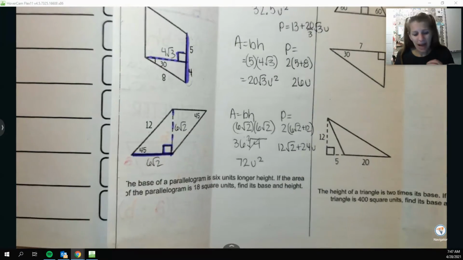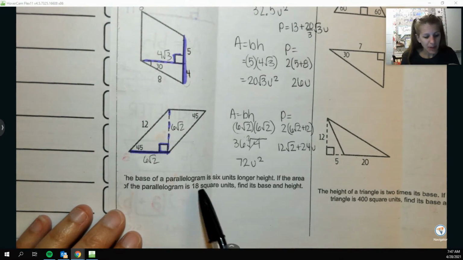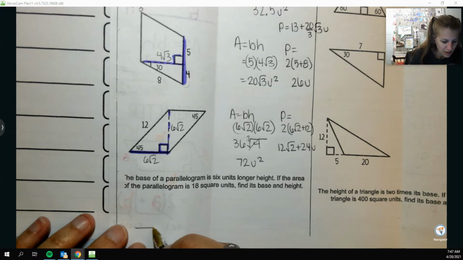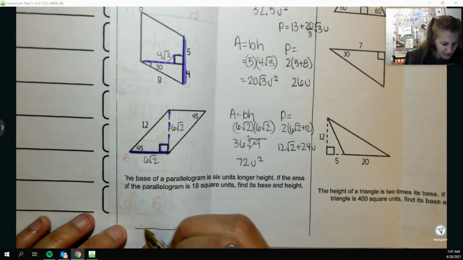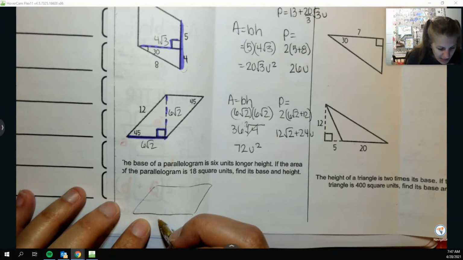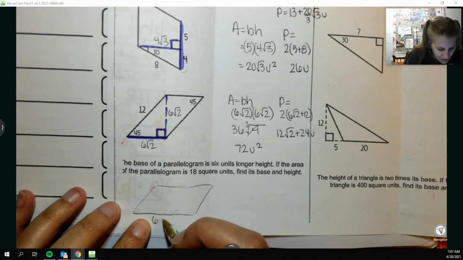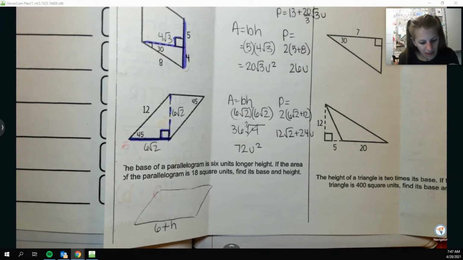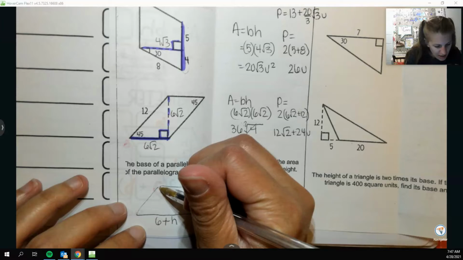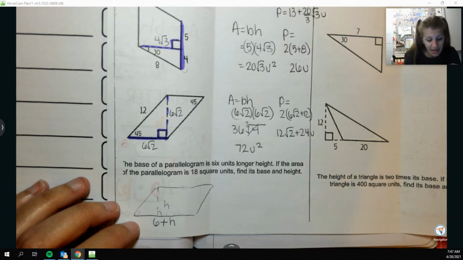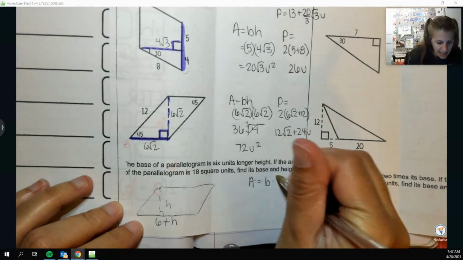Okay, so to try some backwards type problems, the base of a parallelogram is 6 units longer than the height. So if we sketch out a little parallelogram here, the base is 6 units longer than the height, so bigger than. If the area of the parallelogram is 18 square units, and here's my height, find its base and height.